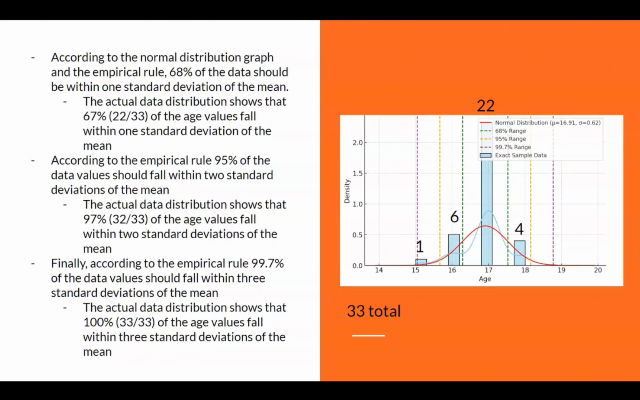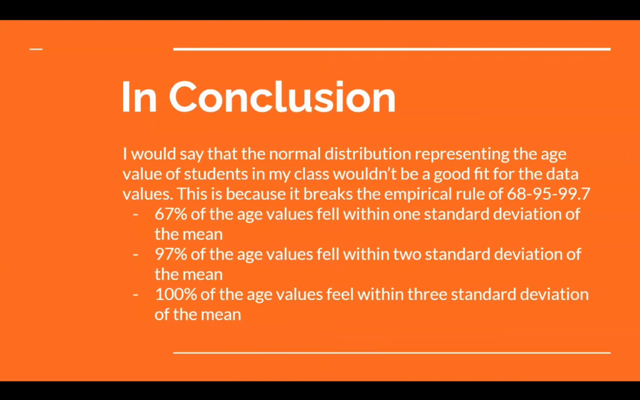Finally, according to the empirical rule, 99.7% of the data values should fall within three standard deviations of the mean. And what this means is that the actual data distribution shows that 100% of the age values fall within three standard deviations of the mean. So, in conclusion, I would say that the normal distribution representing the age value of students in my class wouldn't be a good fit for the data values.